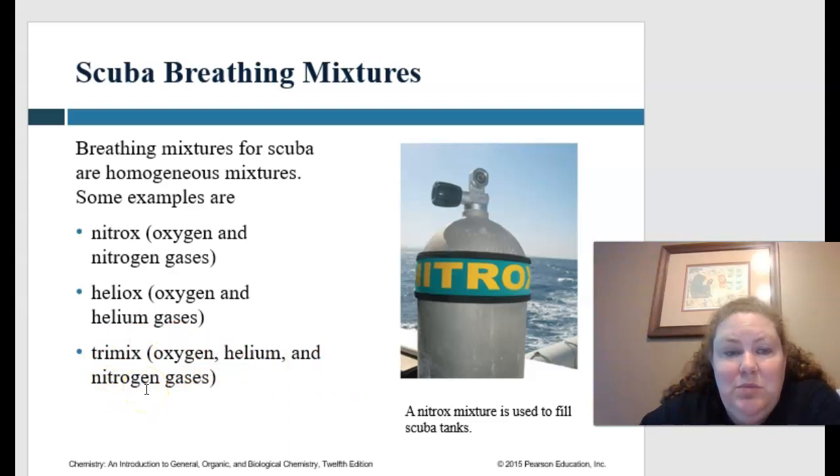Depending on how deep you're going to go and what type of diving you're doing, you would have an appropriate use for any of these three different mixtures. And here's a nice little picture of it being labeled, where nitrox is a mixture that's used to fill scuba tanks.